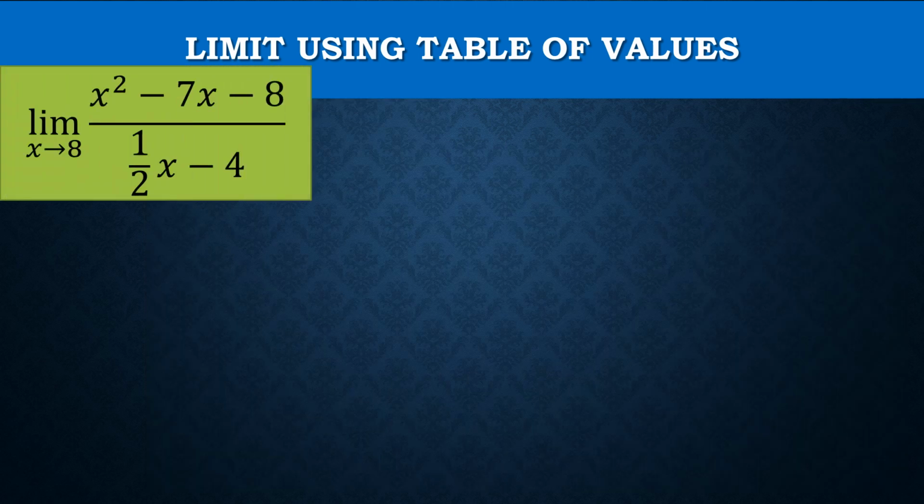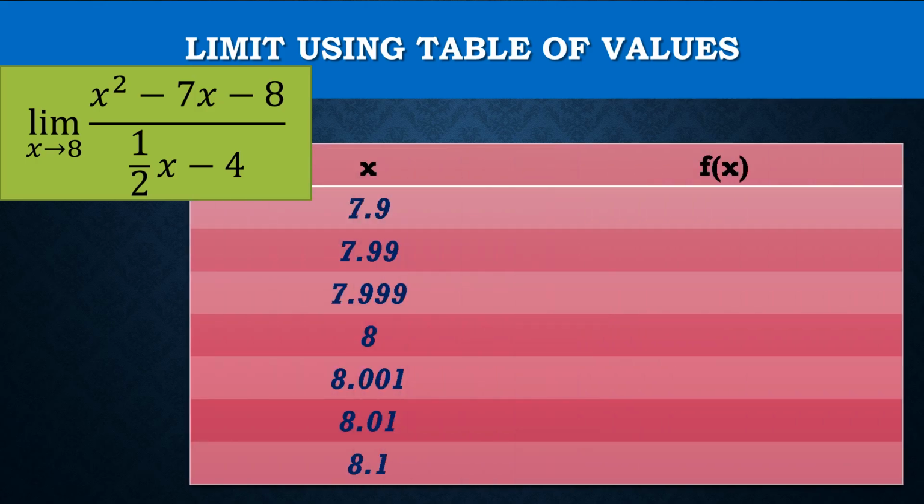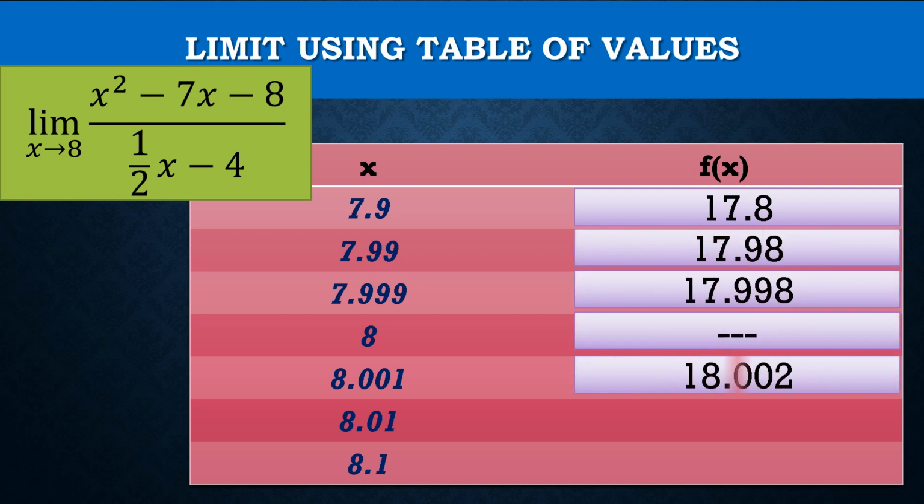Another example. We have the limit of x squared minus 7x minus 8 all over 1 half x minus 4 as x approaches 8. So kung by substitution tayo, yung denominator becomes 0 then. How about numerator? So this is 64. 64 minus 56 is 8, minus 8. So this is indeterminate. Kung indeterminate, meron tayong limit. Limit is defined. Let's see using table of values. So I set the values of x. Therefore, f of x, we have 17.8, so on and so forth.